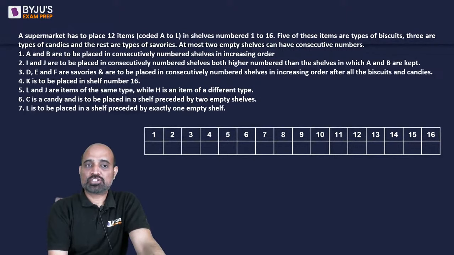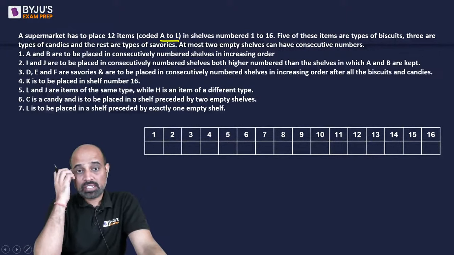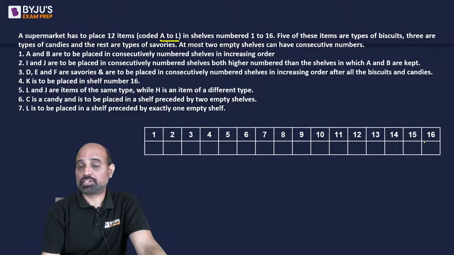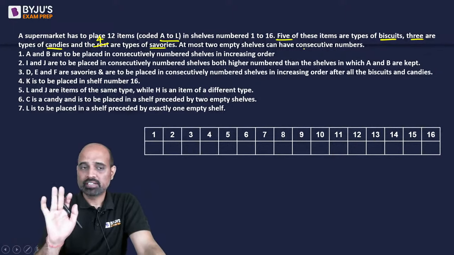So a supermarket has to place 12 items, A to L. We will remember the letters, all the letters from A to L, in shelves numbered from 1 to 16. 5 of these items are biscuits, 3 are candies, and the rest, 4, are savories. At most 2 empty shelves can have consecutive numbers, right?